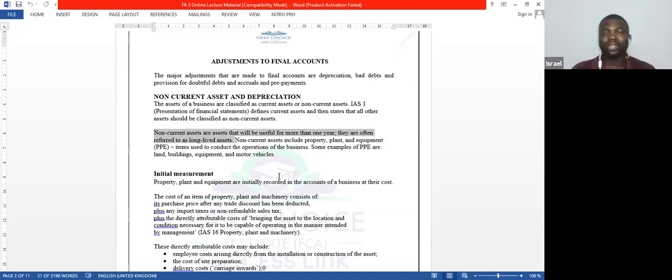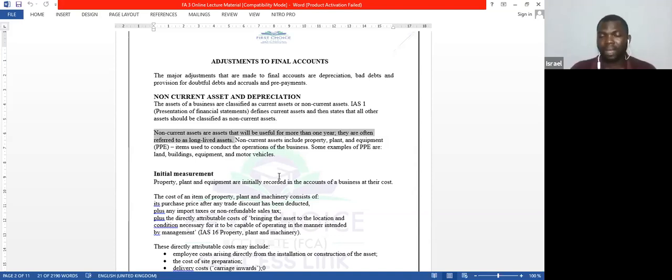Now I've incurred 1 million naira for the cost. I've incurred 200,000 for the professional advice. I've incurred 50,000 for the driver that brought it down, and I've incurred 200,000 for the documentation. Now, all these costs added together will be the total cost that I will post in my financial statement.